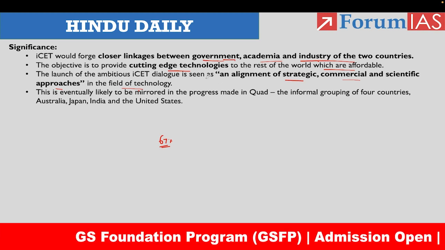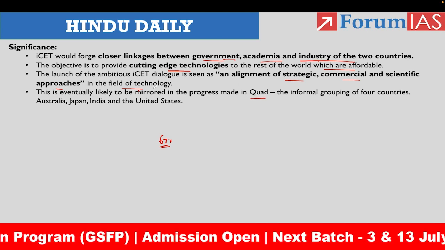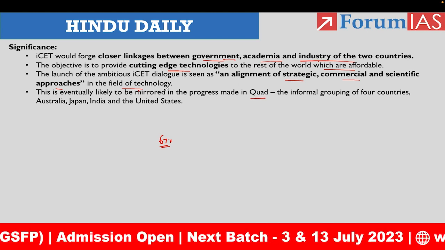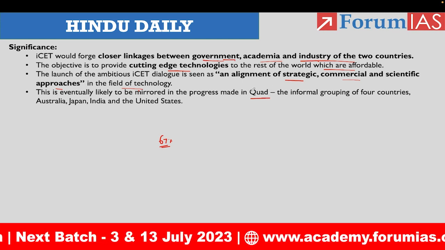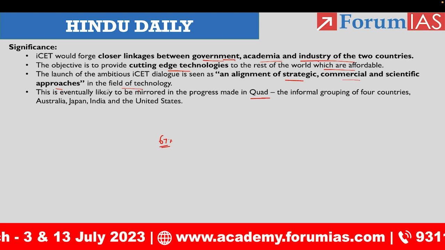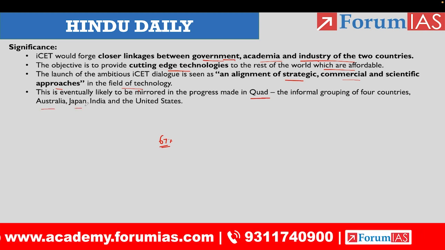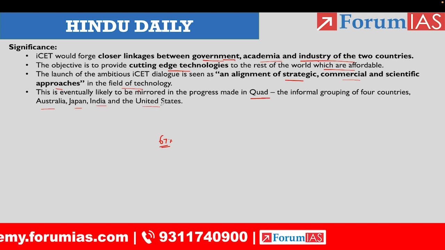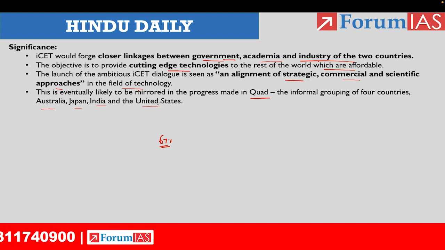Lastly, this is eventually likely to be mirrored in the progress made in Quad. So the developments we are going to accrue from the ICET will be reflected in the Quad. And Quad, as we all know, is an informal grouping of 4 countries. The 4 countries in the Indo-Pacific region are Australia, Japan, India and USA. So that's it, guys. Now let us wind up the article here. Let us move on to the next article.